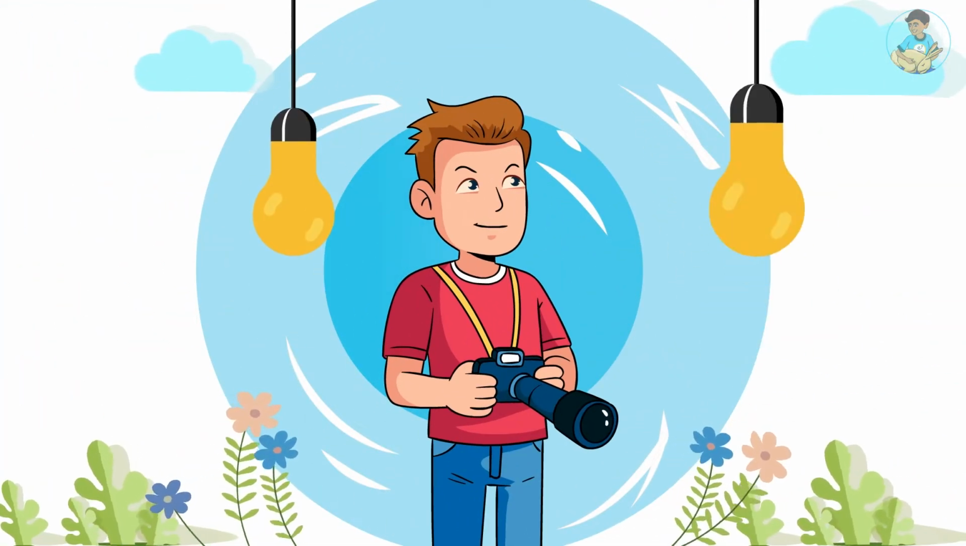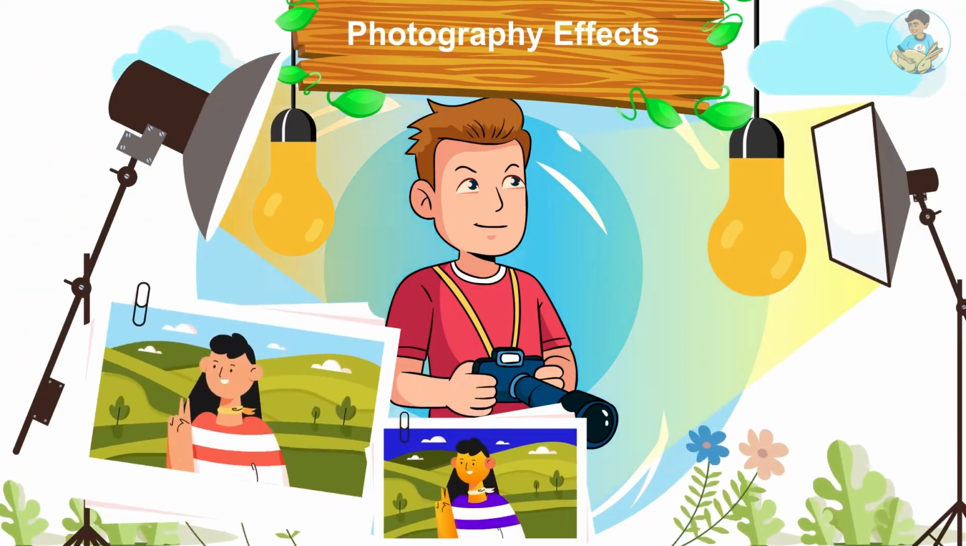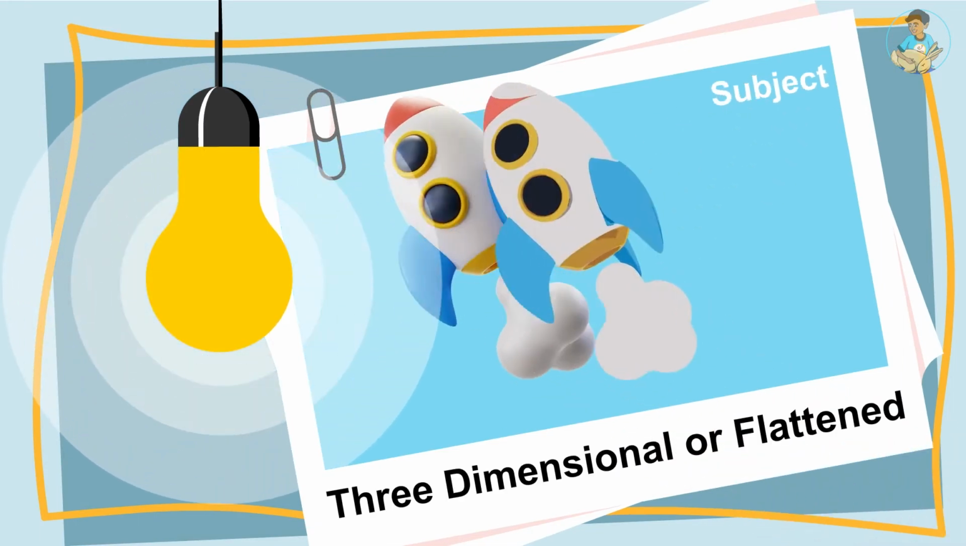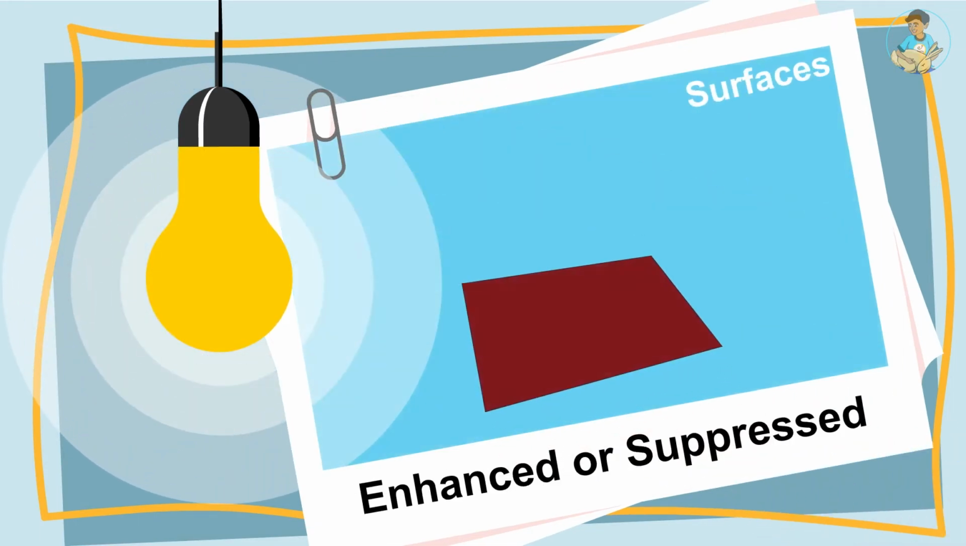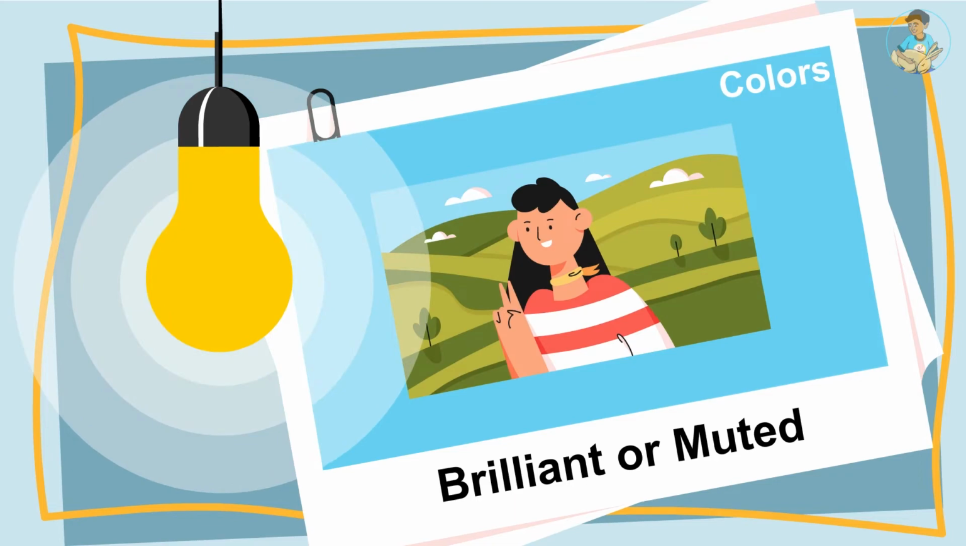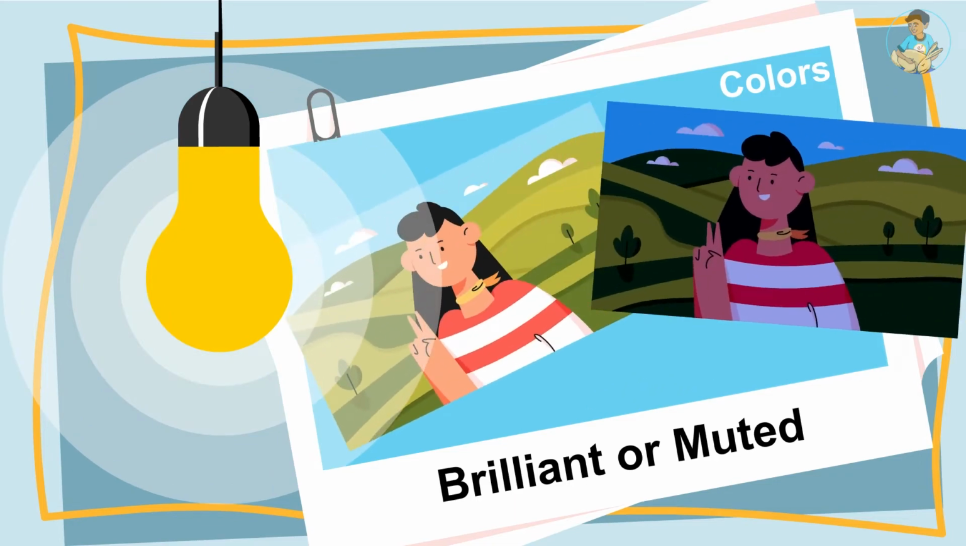In addition to this, experimenting with the light direction can aid in giving different effects to your photograph. For example, your subject can appear three-dimensional or flattened. Surfaces, for instance, can appear either enhanced or suppressed. Also, the colors can look brilliant or muted.